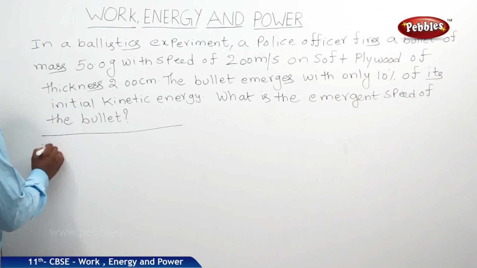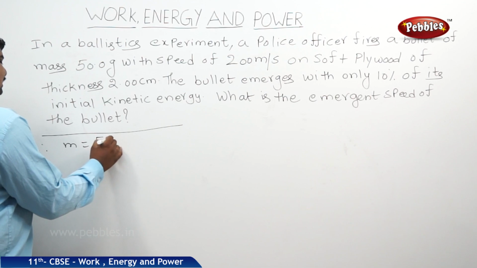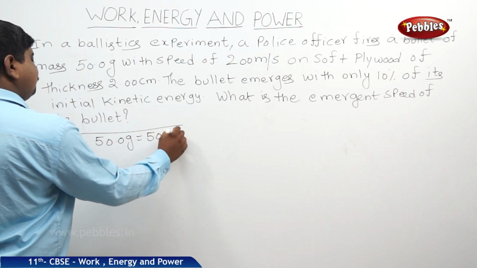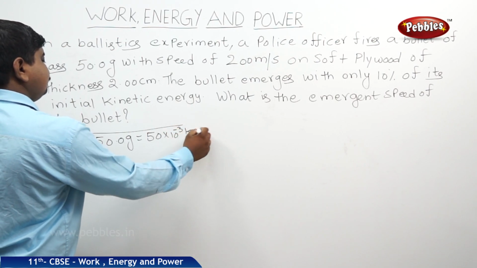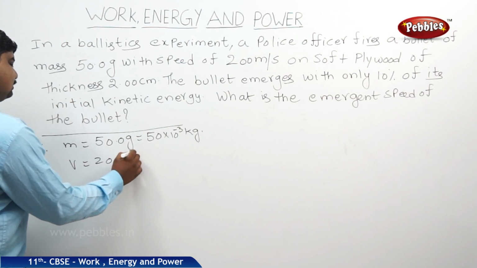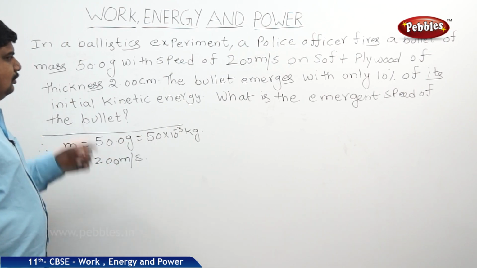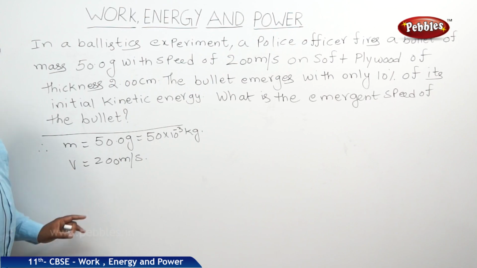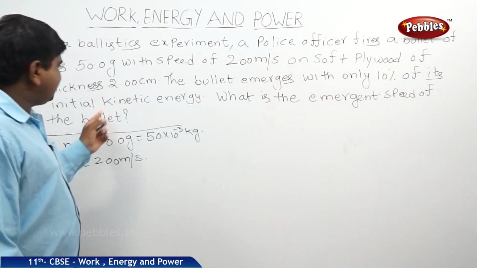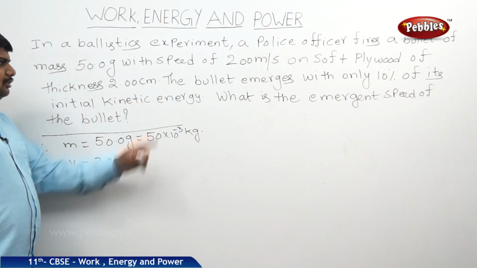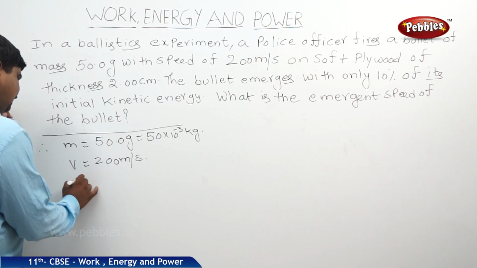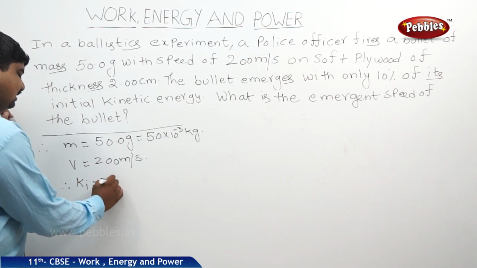So the mass of the body is 50 grams, which is nothing but 50 into 10 to the power of minus 3 kg. Speed of the body is 200 meters per second. It emerges with only 10% of its kinetic energy. So what is the emergent speed? We should first find out Ki, the initial kinetic energy.